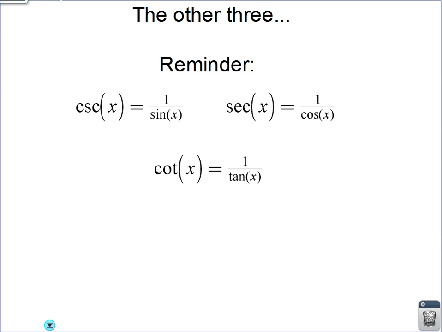Let's move on. Let's skip over that. The other three. Reminder that cosecant is the inverse of sine. Secant is the inverse of cosine, and cotangent is the inverse of tangent. We did that earlier in the chapter. What we're going to do now is go through and remind you how to find secant, cosecant, cotangent. And then we're actually going to graph these three.